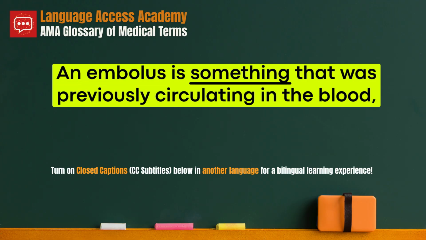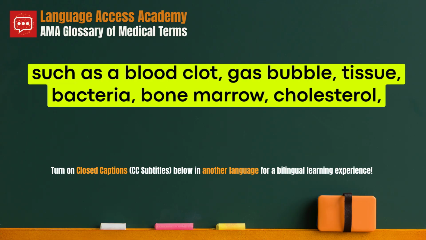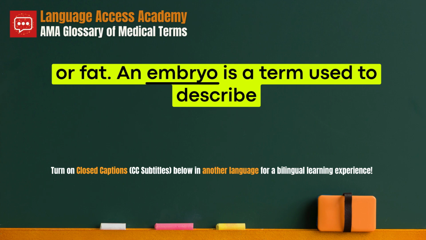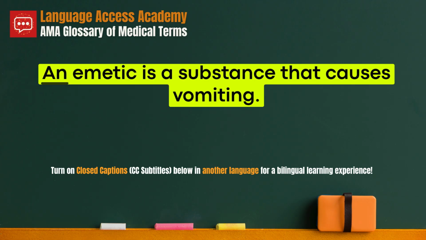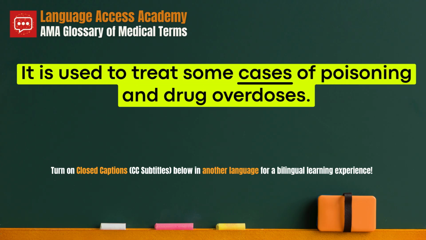An embolus is something that was previously circulating in the blood, such as a blood clot, gas bubble, tissue, bacteria, bone marrow, cholesterol, or fat. An embryo is a term used to describe a child in the womb from fertilization to 8 weeks following fertilization. An emetic is a substance that causes vomiting. It is used to treat some cases of poisoning and drug overdoses.